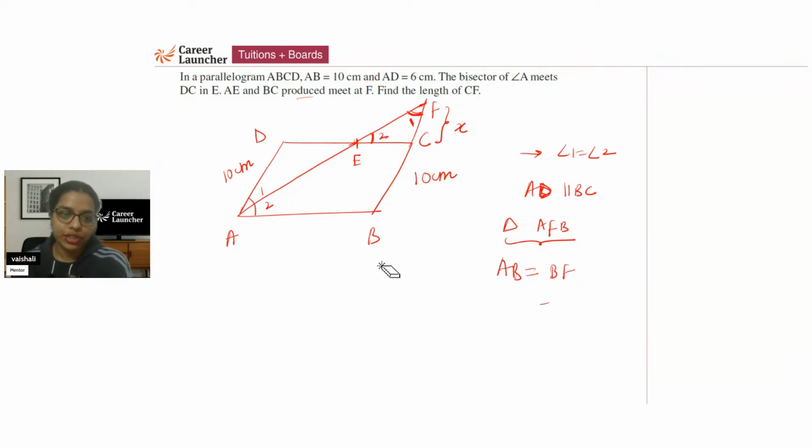I have forgotten to change the measurements. So now AB is 10 and AD is 6. So this is going to be 6. Now it's right. So AB is equal to 10 and this is equal to 6 plus X. So the value of X you will get is 4. Right? So I hope that this question is clear to all of you.